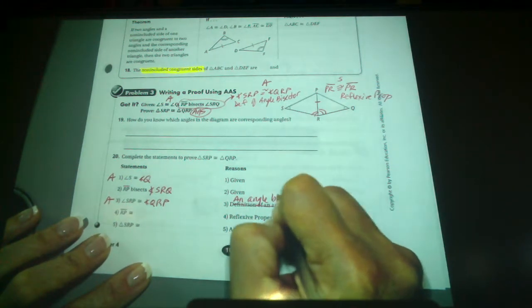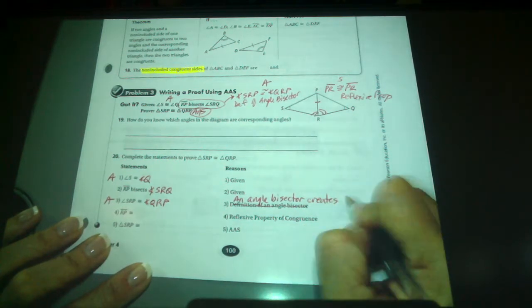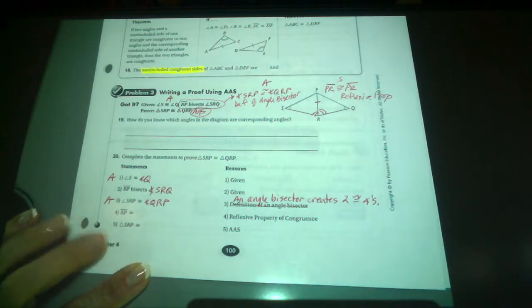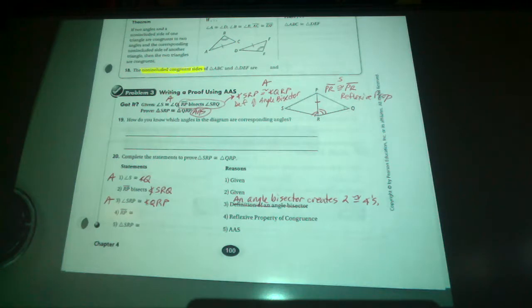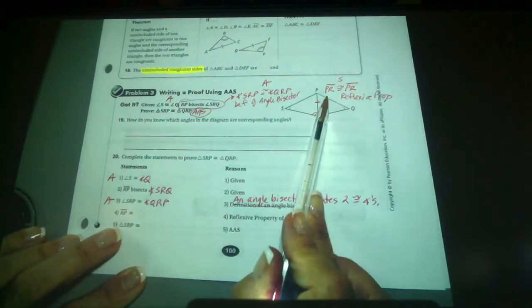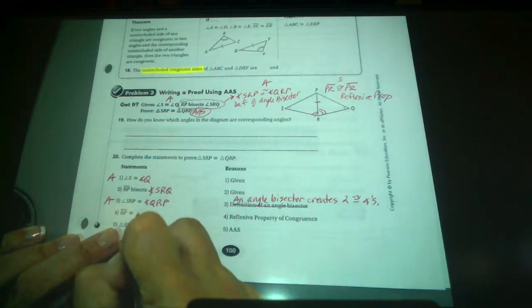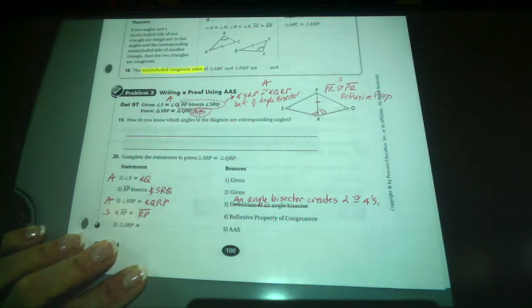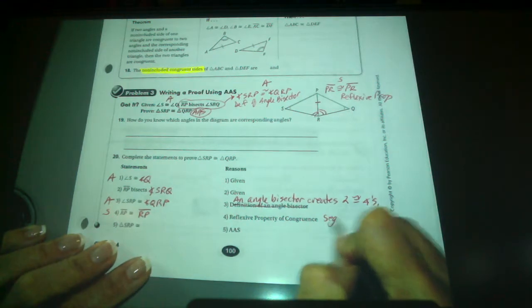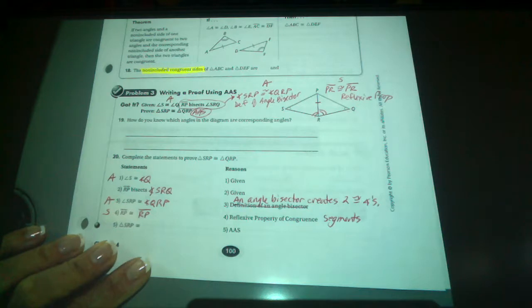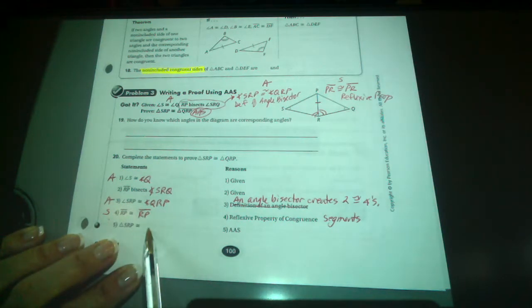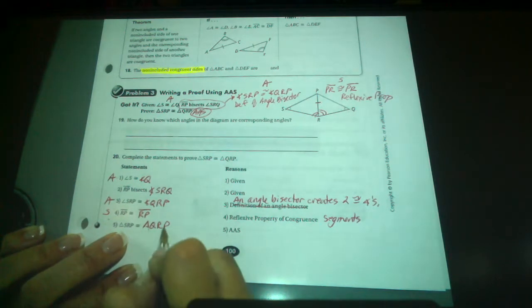And the reason for that, you're not allowed to put definition of angle bisector. You have to write: an angle bisector creates two congruent angles. So then finally, they have RP, we did PR, so because they have RP, we're going to do RP as well. That's a side congruency, and the reason is the reflexive property of congruent segments. Let me add that on there. And then finally, we've hit all three pieces. We can write our triangle congruency statement. So write it exactly as it's written in the proof, QRP. Don't forget your triangle symbol. AAS postulate.